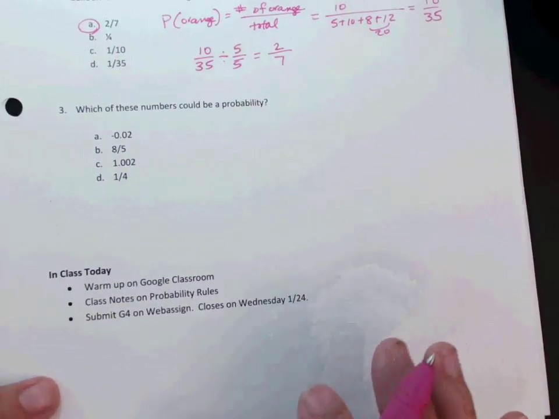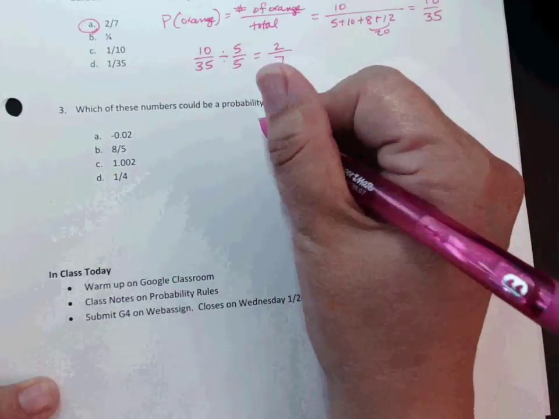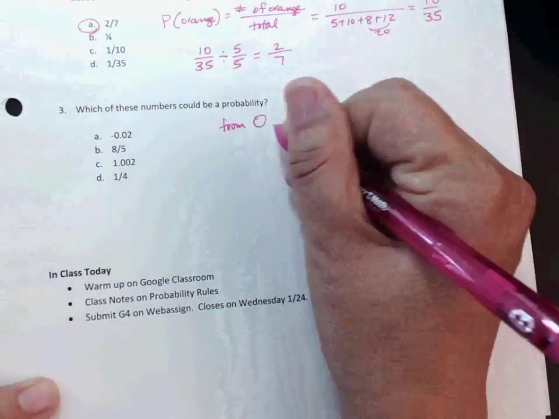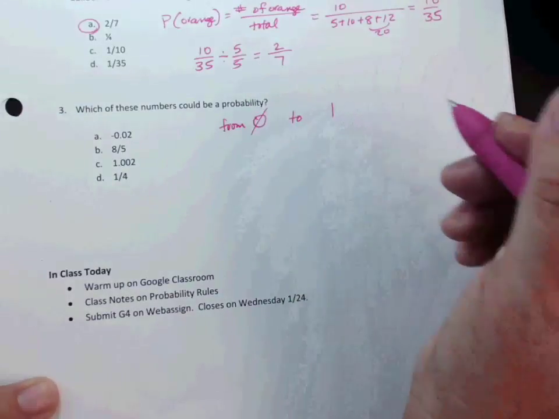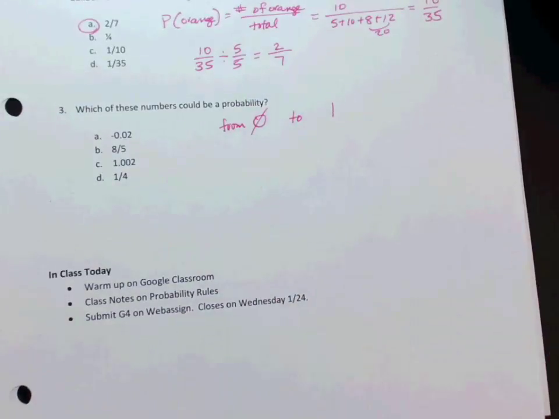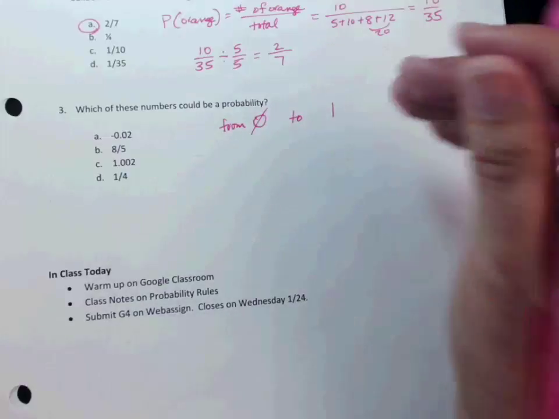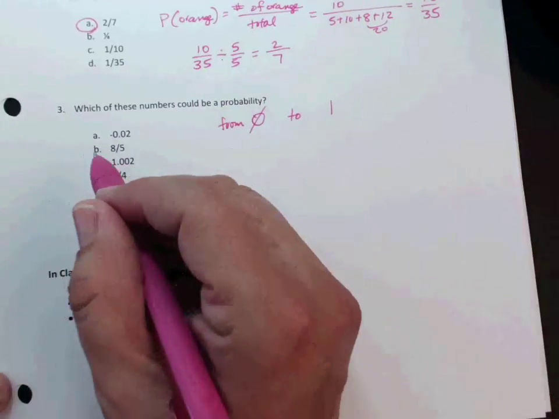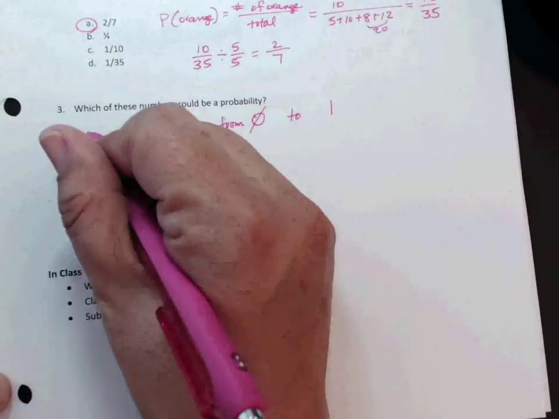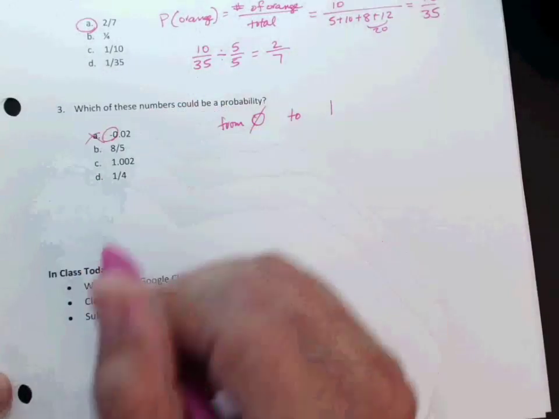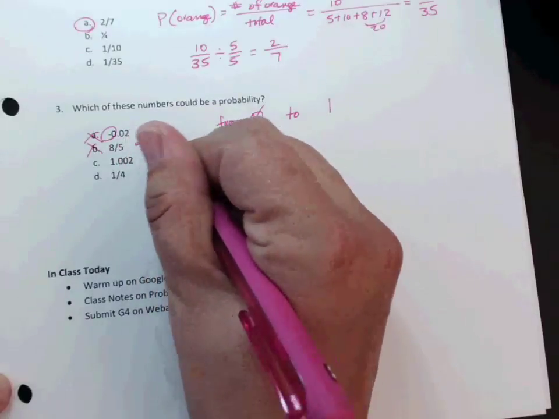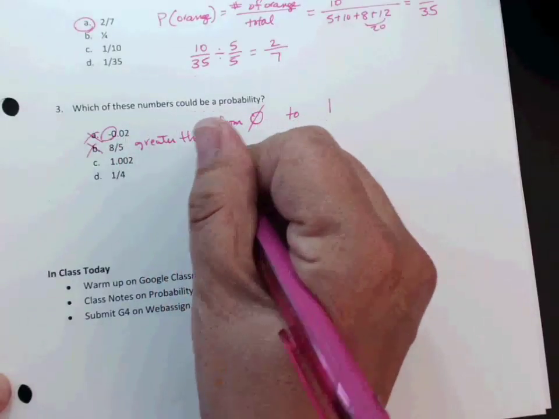Last but not least, which of these numbers could be a probability? Probability can be anywhere from 0 to 1, inclusive. All right? So you can have 0 as a probability, and you can have 1 as a probability, right? So which of these numbers could be a probability? It's not this one, because that's negative. See the sign there? This is greater than 1. So is this. So that would be the correct answer.